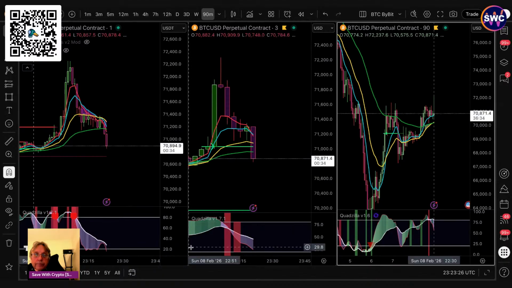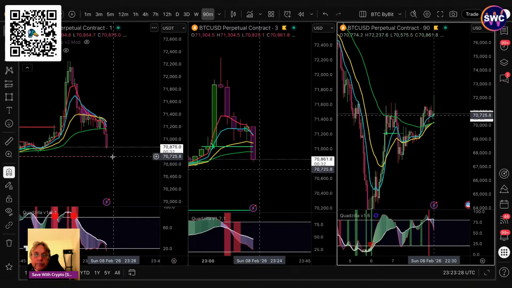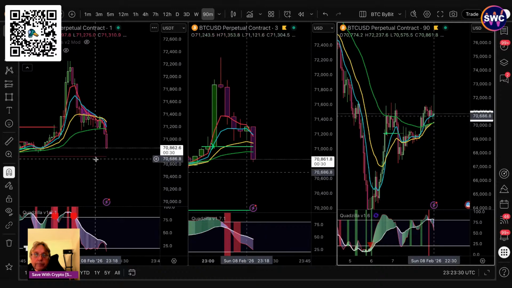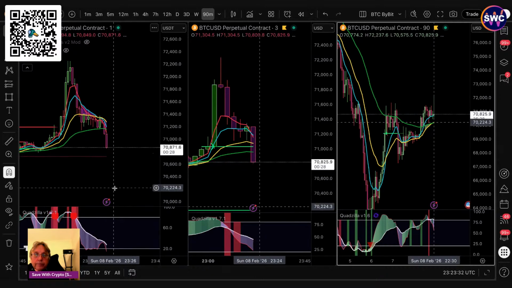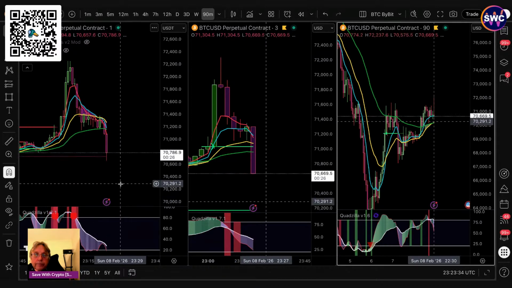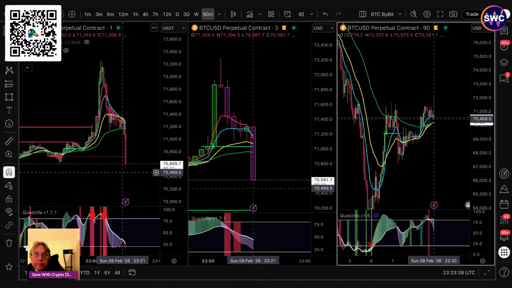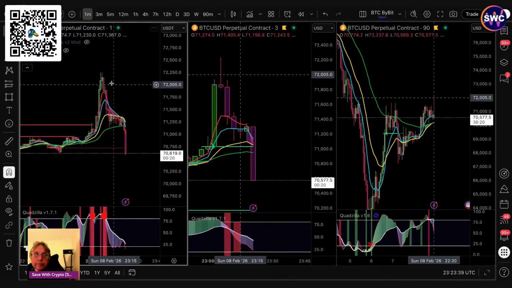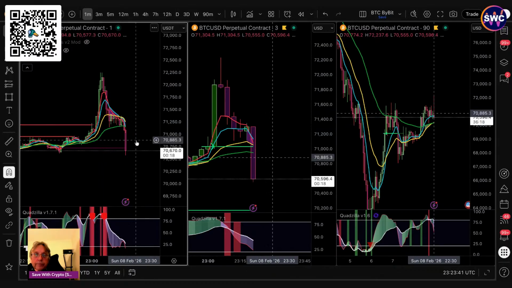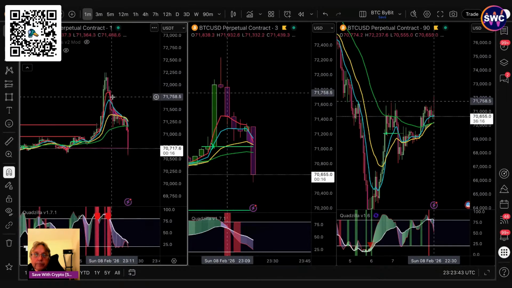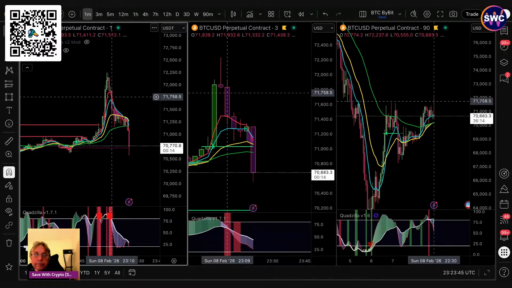So what I'm looking for on Quadzilla is for the price to come down here. Actually, that is a bearish retracement, so it could actually go down a lot more from there. That would have been the... Okay, let's see what happens next.